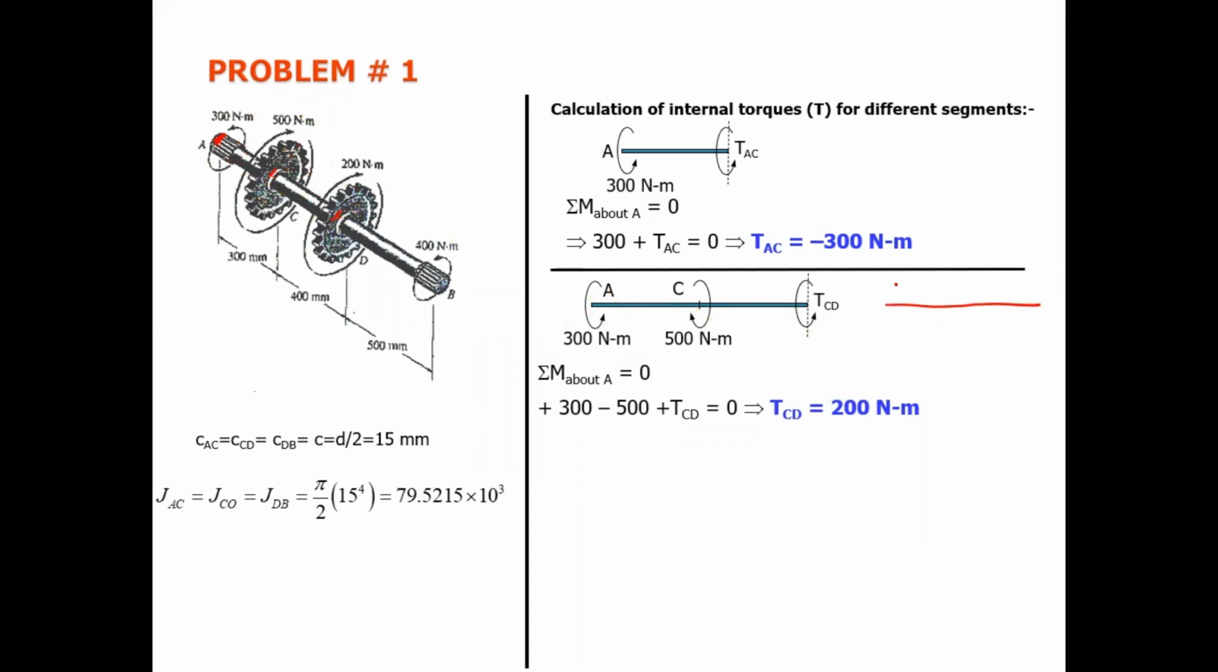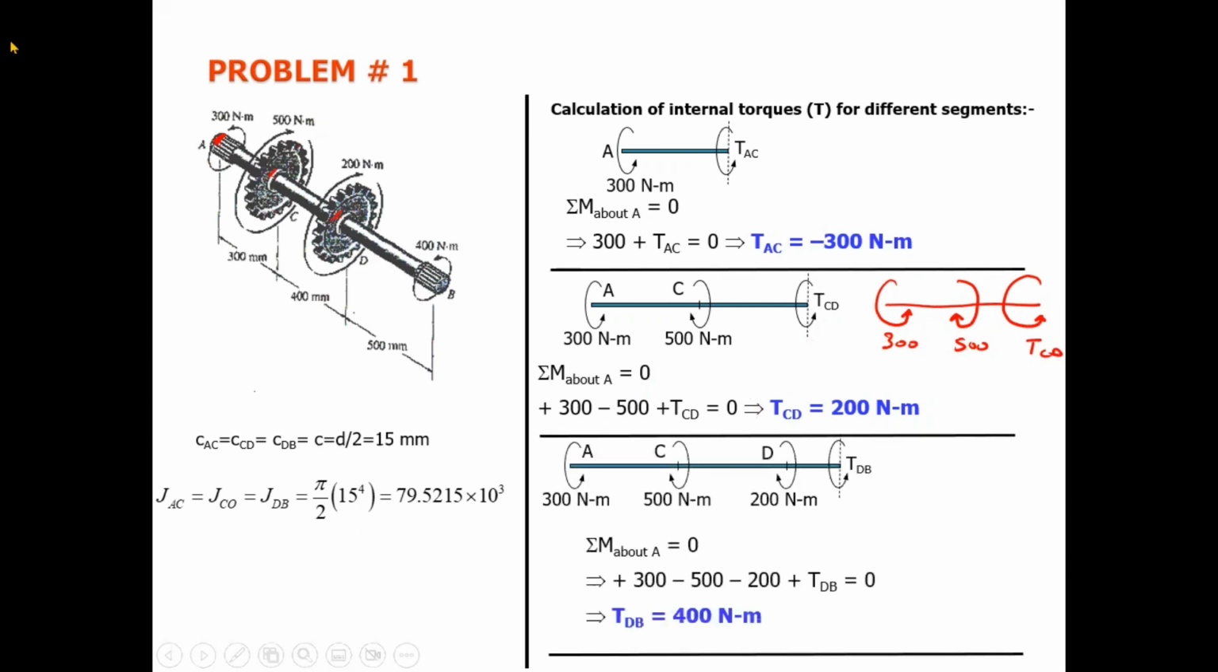That A anticlockwise, C clockwise, and assume any direction of TCD. So we assume anticlockwise. So this is 300, this is 500, and this is TCD. Now making the equation from this, so equation will be like this: 300 minus 500 plus TCD. So TCD will be 200 Newton meter. So it means our assumption is correct. TCD is anticlockwise.